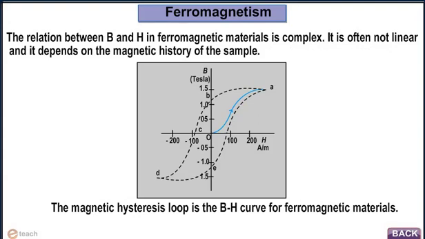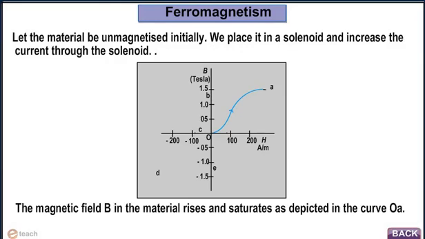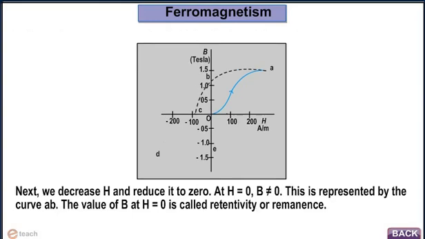The relation between B and H in ferromagnetic materials is complex. It is often not linear and it depends on the magnetic history of the sample. The magnetic hysteresis loop is the BH curve for ferromagnetic materials. Let the material be unmagnetized initially. We place it in a solenoid and increase the current through the solenoid. The magnetic field B in the material rises and saturates as depicted in the curve OA.